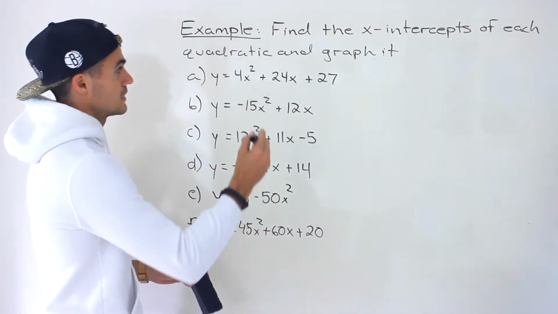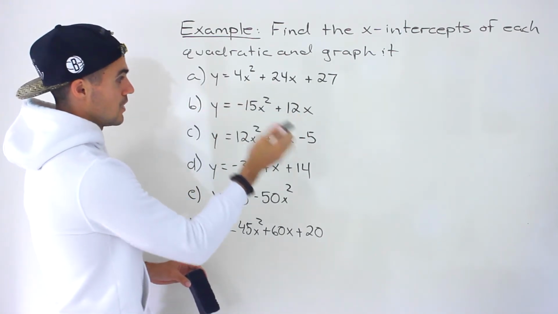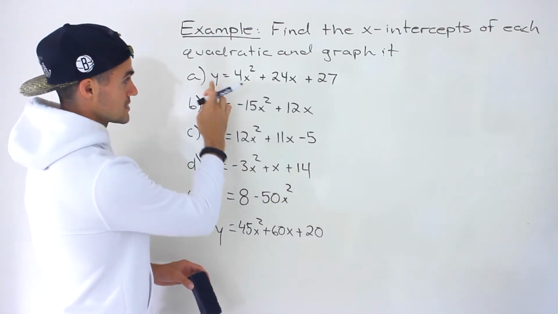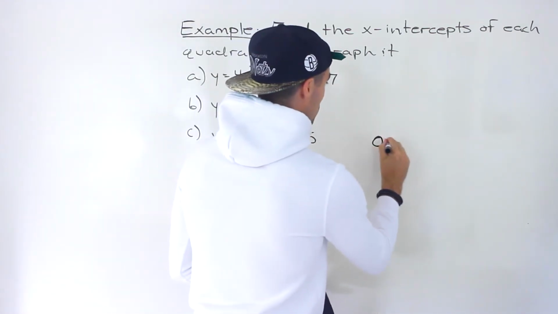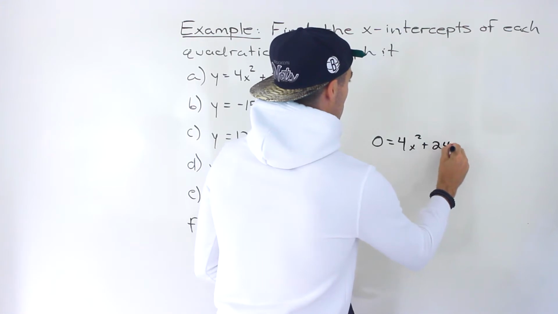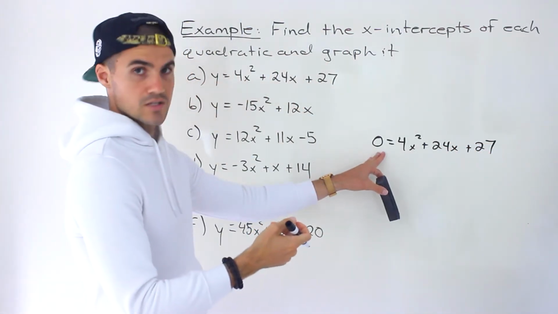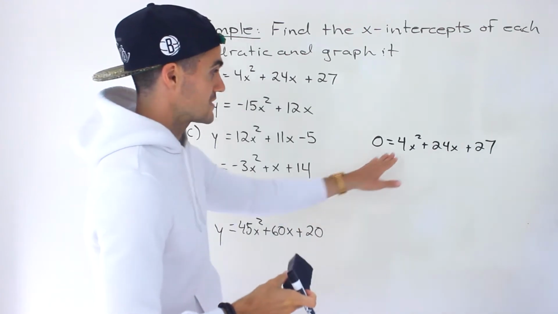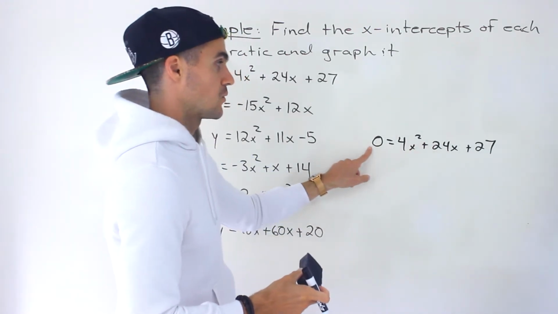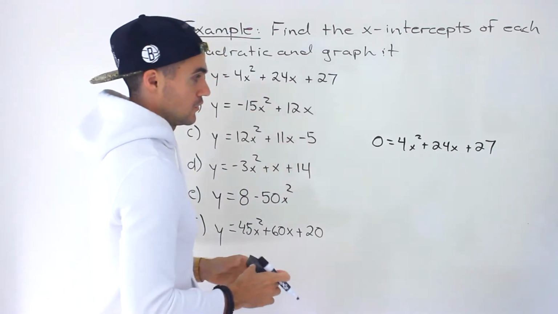And the way we incorporate quadratic equations when we're finding the x-intercepts is, well, for the x-intercepts, the y value is going to be 0. So we would plug in 0, and then we would solve this quadratic equation. We're going to find the x values that give us a y value of 0, and those are going to be the x-intercepts of the quadratic.